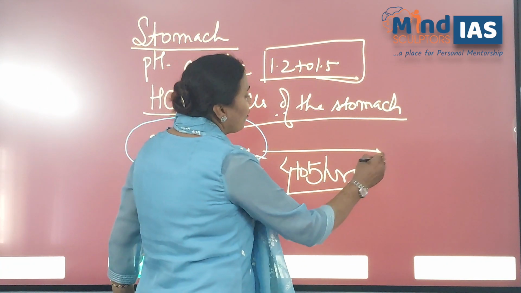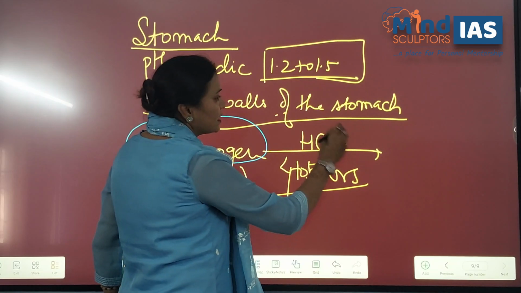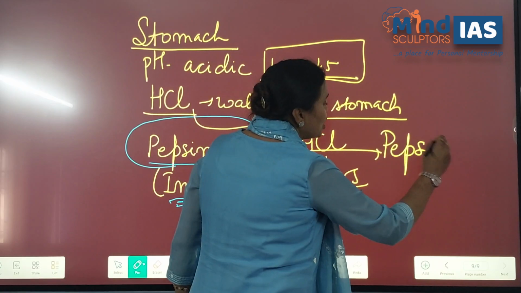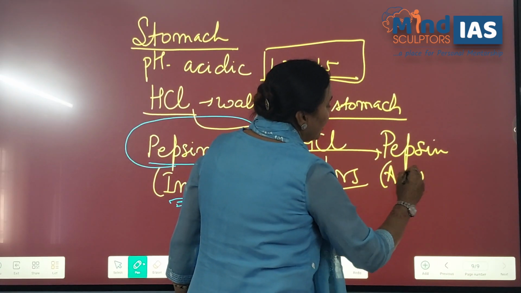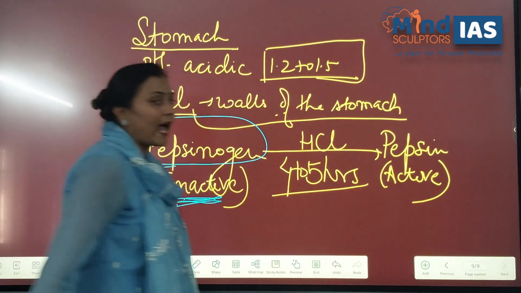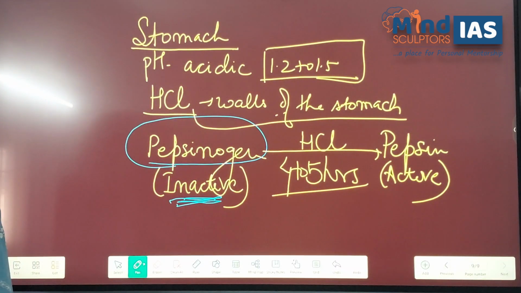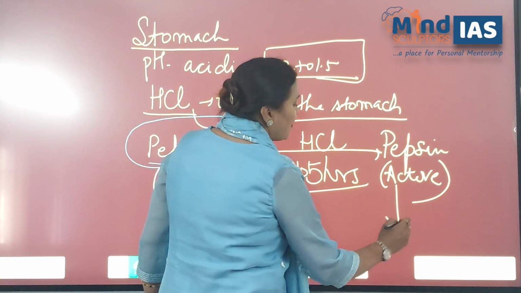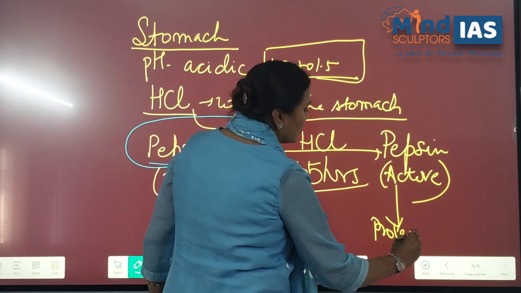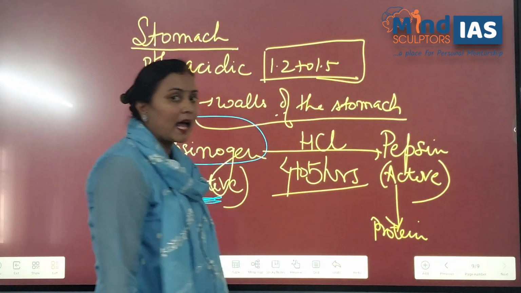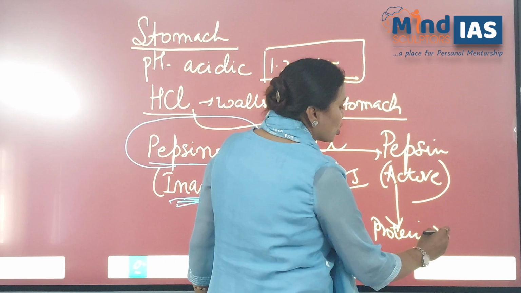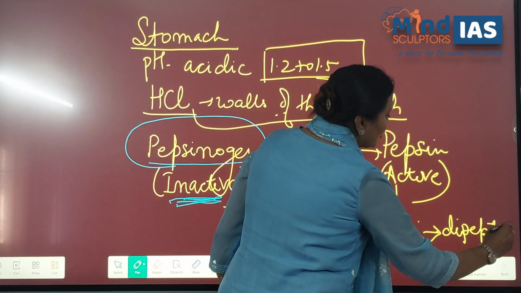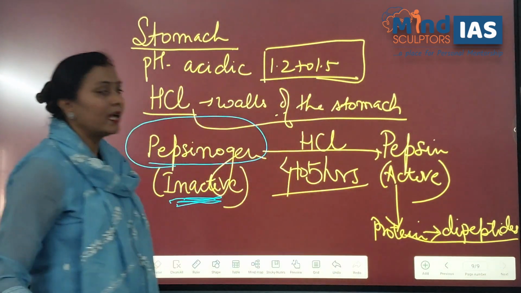With the help of HCl, this pepsinogen changes into pepsin, which is the active form of the enzyme. And with the help of this pepsin, what will digest? Pepsin will act on protein, and it will change complex protein into dipeptides.